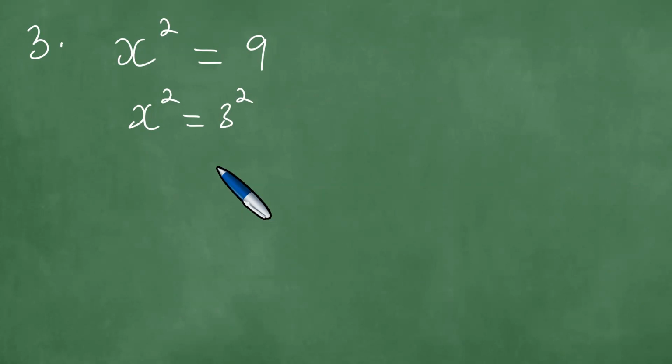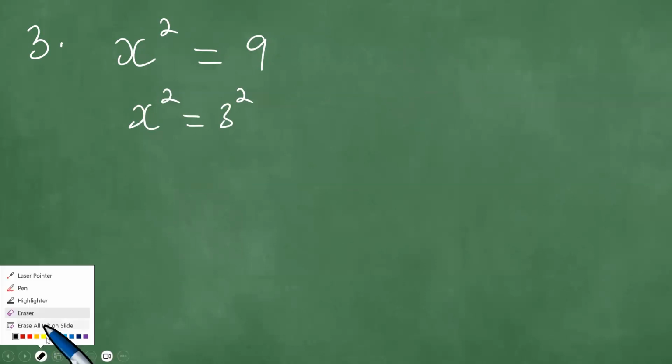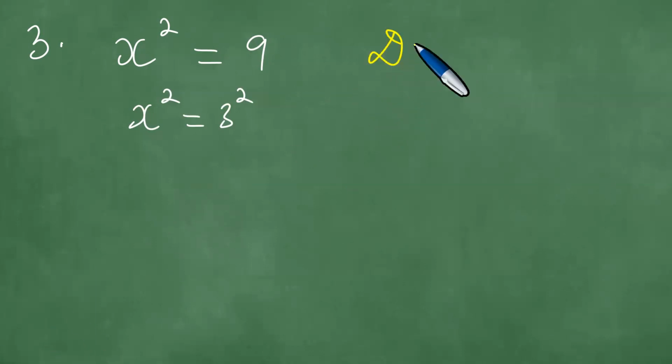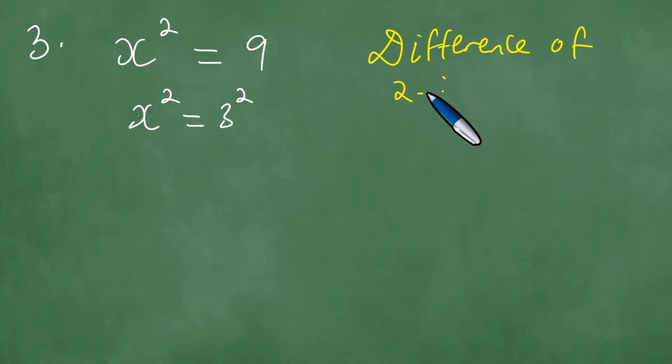And then I think since we are solving for x, the other two is going to cancel each other, and then we'll have x is equal to 3, since we're looking for the value of x. Right, there's something we call difference of two squares. What is the difference of two squares? Anyone?